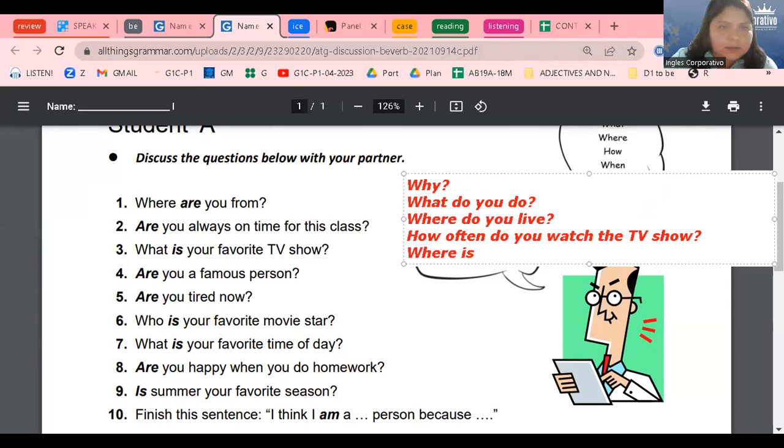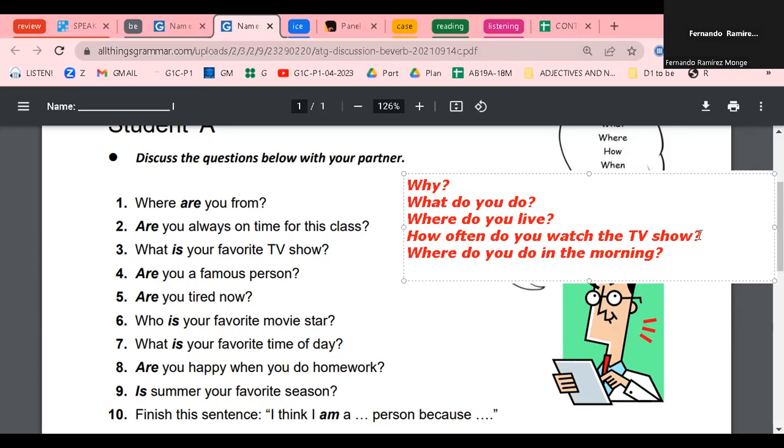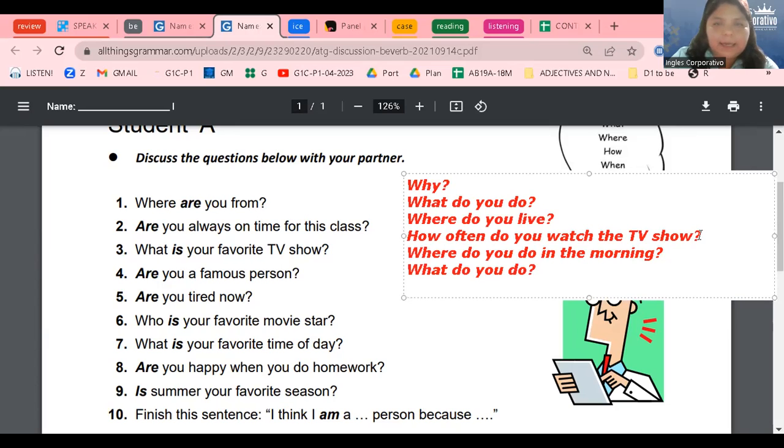Are you happy when you do homework? What is your favorite time of your day? My favorite time of the day is the morning. Okay, por ejemplo, ¿cuál es tu parte del día favorita? Puede ser la mañana, the morning, the afternoon, the evening. Okay, where do you go? ¿A dónde vas? Where do you go in the morning? In the afternoon, what do you do? ¿Qué haces? What do you do in the morning? What do you do in the afternoon?